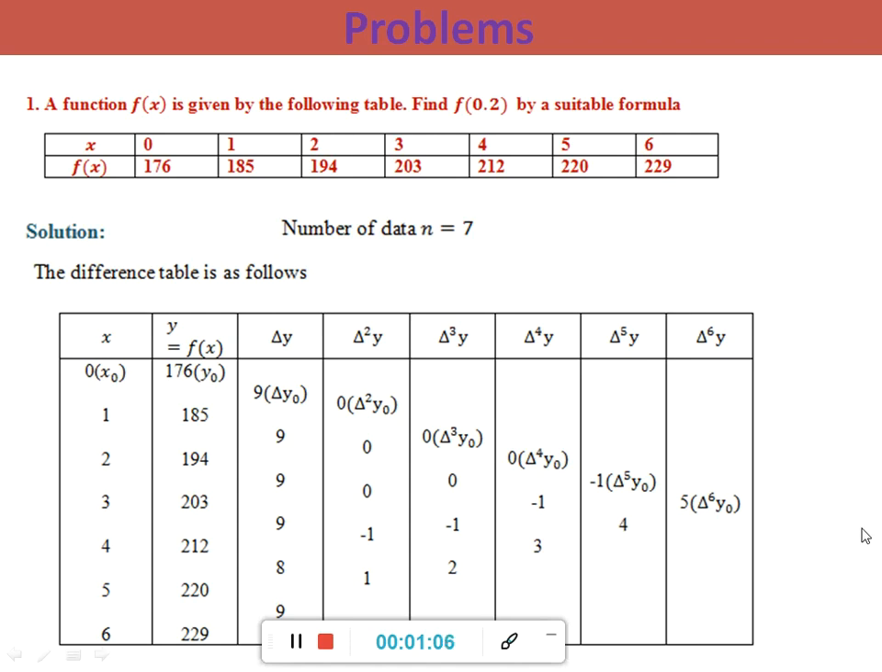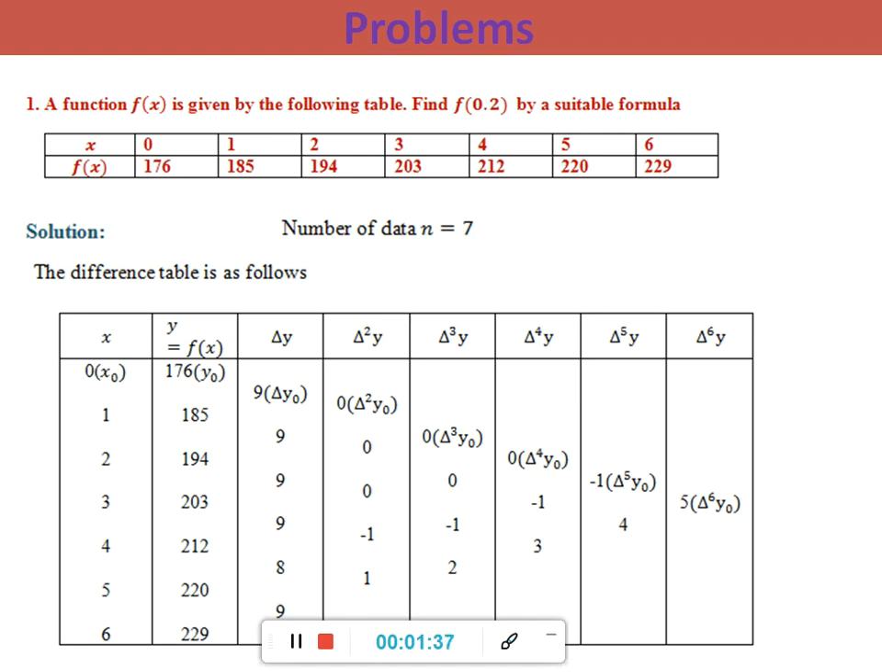Problems. A function f of x is given by the following table. Find f of 0.2 by a suitable formula. So the x values are 0, 1, 2, 3, 4, 5, 6. F of x, that is the y values, are 176, 185, 194, 203, 212, 220, 229, right?